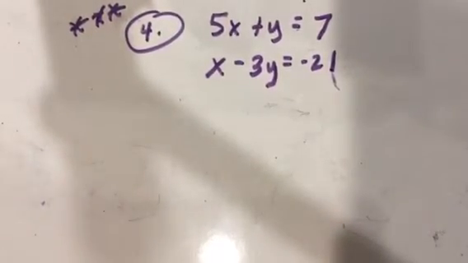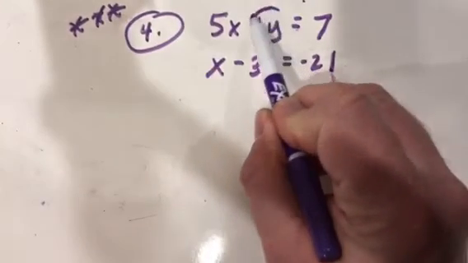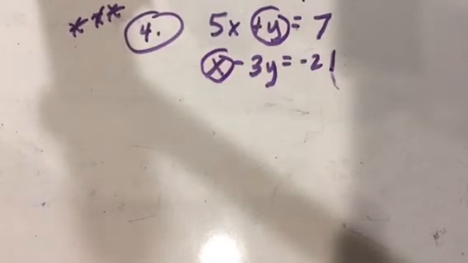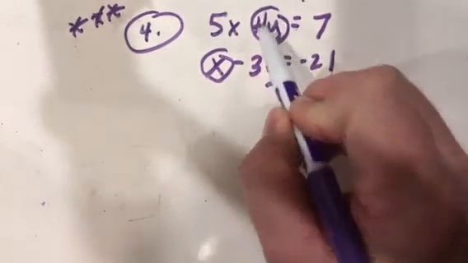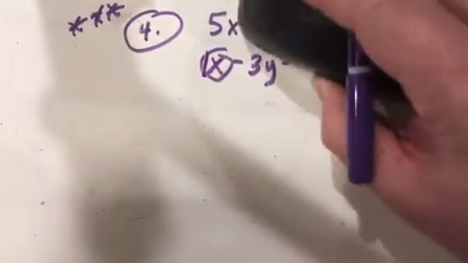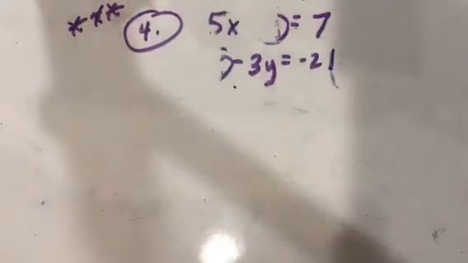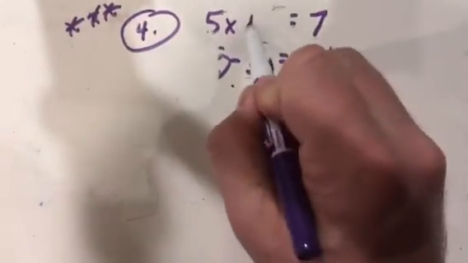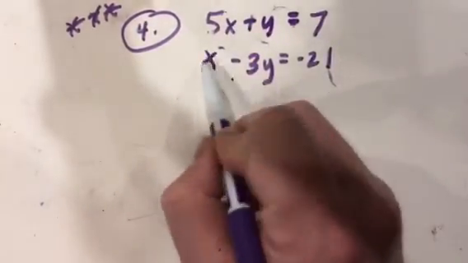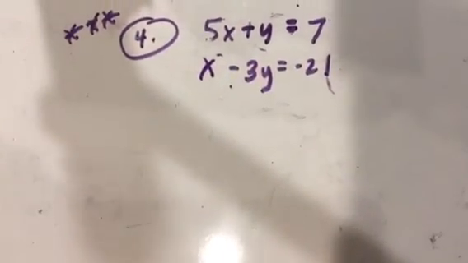I need to get a variable by itself. So y or this x would be very easy to get by itself. Doesn't matter which one you pick. But the reason they're easier is they have the coefficients of 1. So let me take those back off. So let's just say that you liked solving the first equation for y.